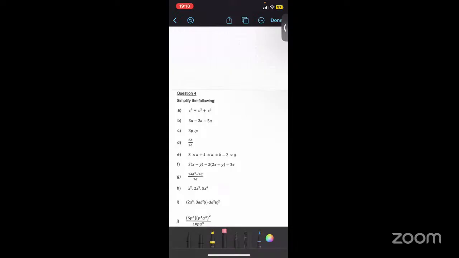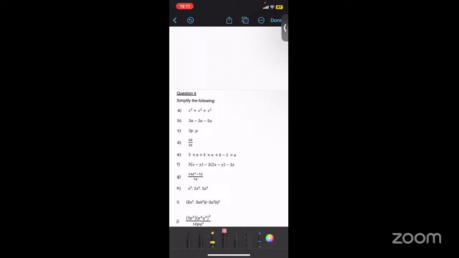Yes. So basically, Manahil, this is how you're supposed to do it. When you are adding the same bases with the same exponents, you just add the numbers in front. In this case, we have an invisible 1 before the letter c. So it's 1c squared plus 1c squared plus 1c squared. You just add those ones together, which is 1, 2, and 3. So we're left with 3c squared.